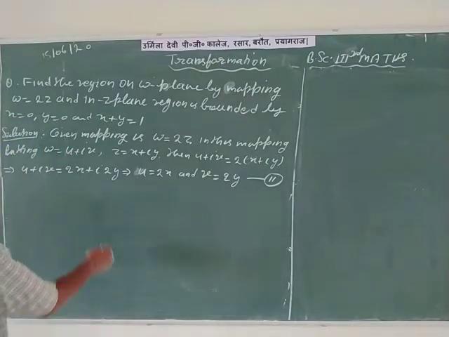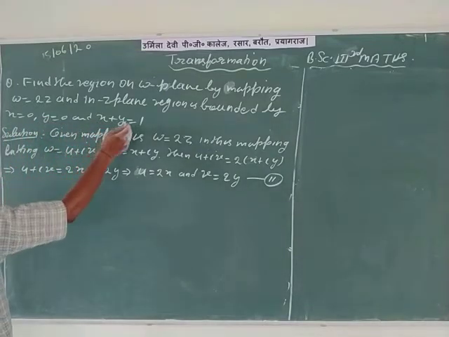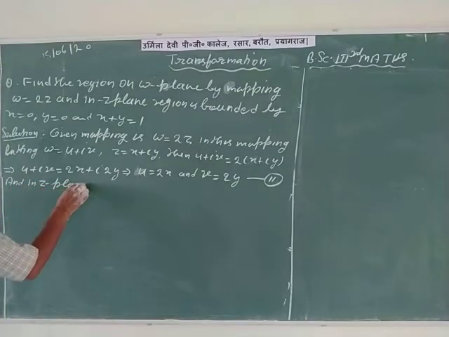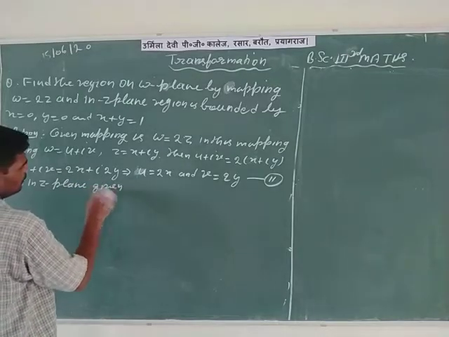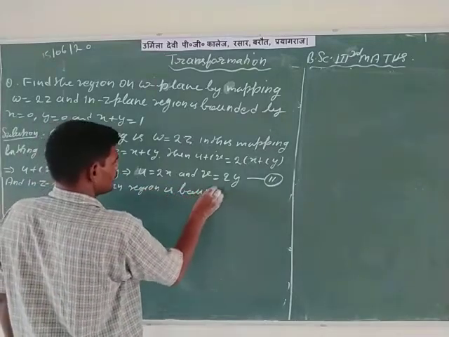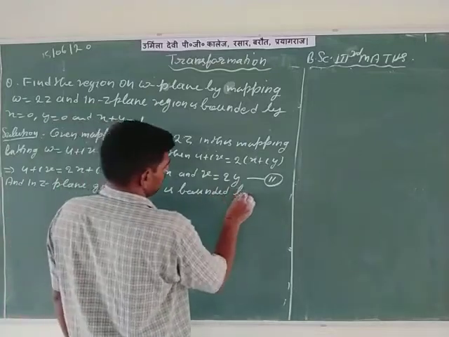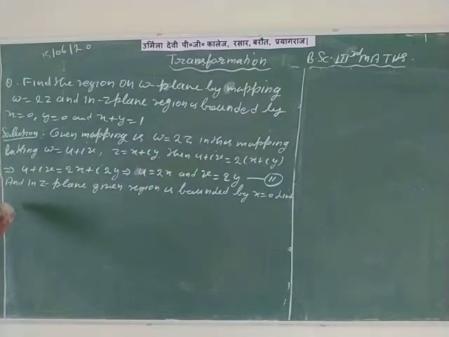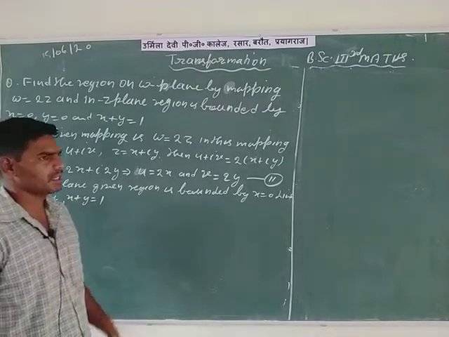But given that X is equal to 0, Y is equal to 0, and X plus Y is equal to 1, in the Z plane the region is bounded by the X is equal to 0 line, the Y is equal to 0 line, these lines being the coordinate axes, and X plus Y is equal to 1 as the third line. So first draw the figure in the Z plane.